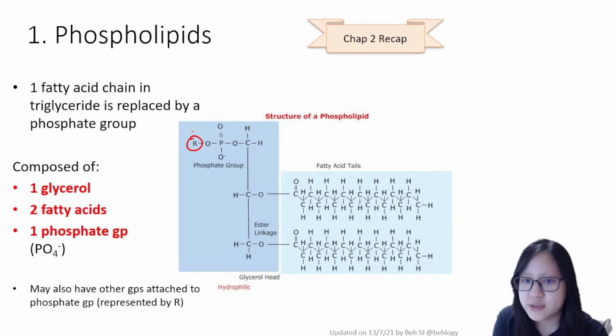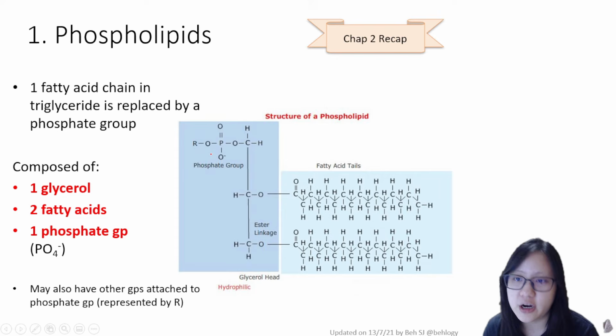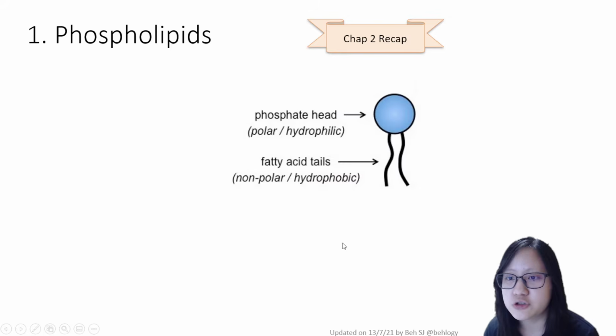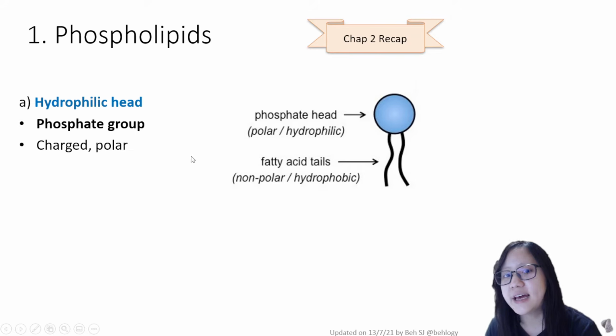There might be other groups attached to it. Now, because of this structure, the phosphate group is charged and the fatty acid tails are definitely not charged, right? So because of this chemical structure, this results in a hydrophilic head and a hydrophobic tail. So what is the role of a hydrophilic head?